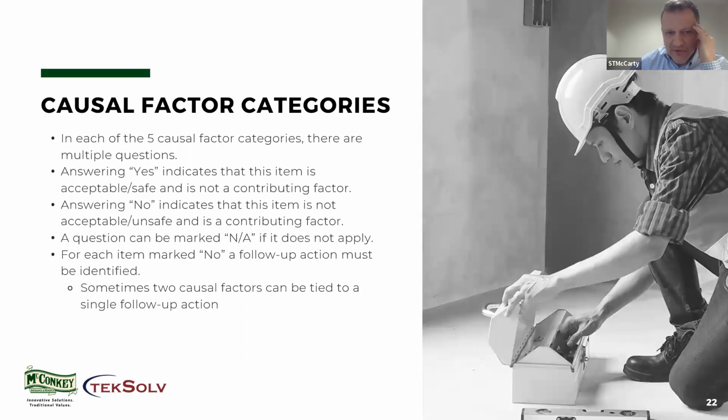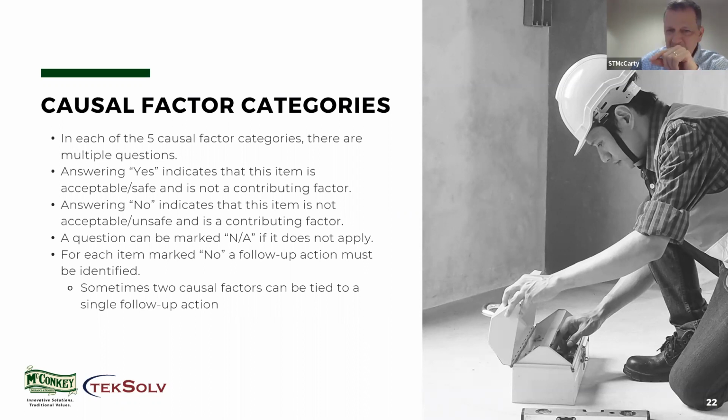So in each of those 5 causal factor categories, there are multiple questions where you can answer yes, no, or not applicable. If you answer yes to any of those questions, you're saying, hey, this is safe. There's not an issue here, not a contributing factor. Any question that's answered no, we're saying, hey, this is something that we need to identify an action to prevent recurrence. And obviously, if it's NA, it's just not applicable. So we can kind of check that and move on.